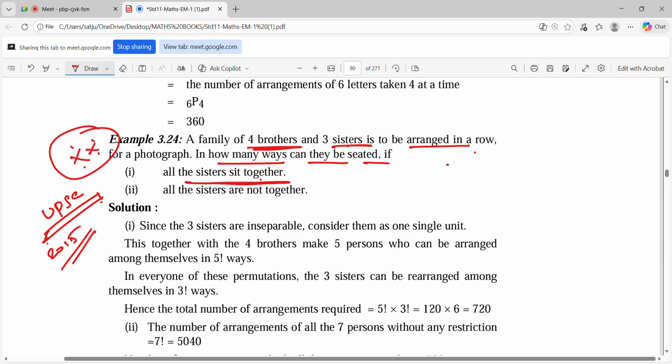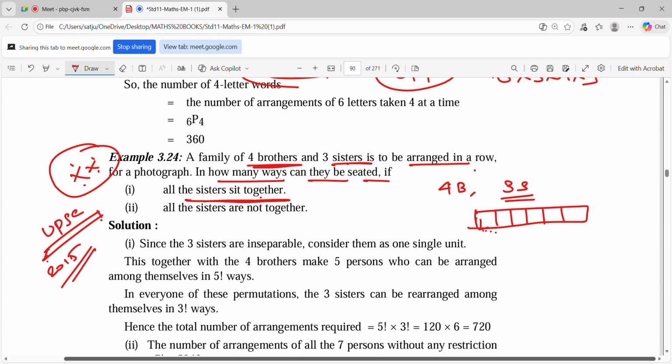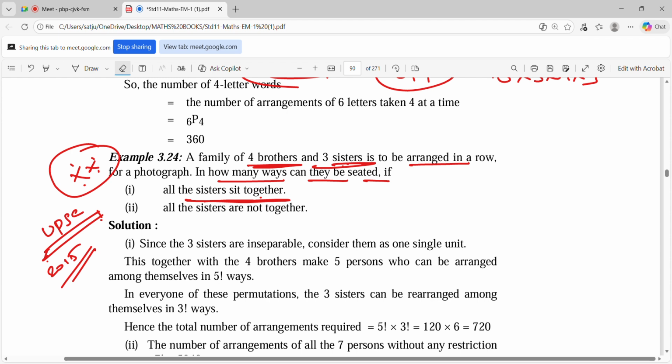Sit together. Listen carefully. 4 brothers, 3 sisters. All the sisters sit together means, now try to understand. Totally how many people are there? Totally 7. The 4 boys can be seated in 4 factorial ways. The 3 sisters can be seated in 3 factorial ways. That is the general case, not with respect to this question.